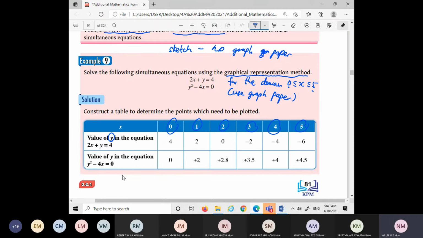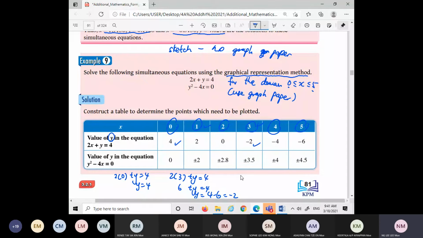Example for the first one. When x is 0, 2 times x plus y equals 4. This one you're getting 0, so y is 4. Another example, maybe x is 3. So 2 times 3 plus y equals 4. 6, so y is 4 minus 6, negative 2. The rest the same thing, fill out the table. Then here the second equation, for example I do for 1.